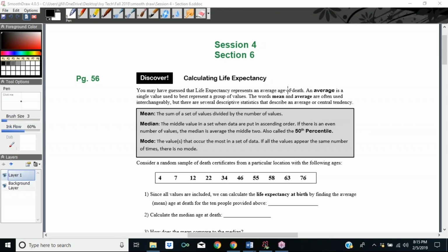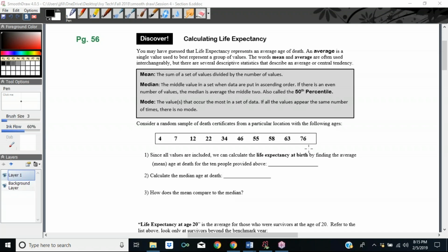All right, so let me go ahead and do this with section 6 and get through this so we can look at the project also and have enough time to do that, okay? So section 6 is all about descriptive statistics and weighted averages. And so we're starting here on page 56, and it says, you may have guessed that life expectancy represents an average age at death. An average is a single value used to best represent a group of values.